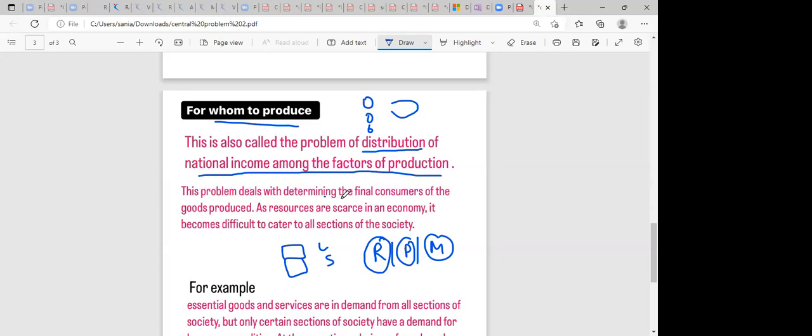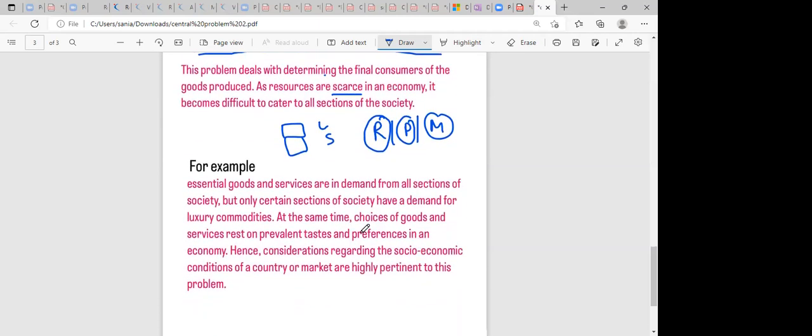Scarce in resources means very limited resources. It becomes difficult to cater to all sections, so we cannot produce for each and every section. We have to select the section of society. Clear?